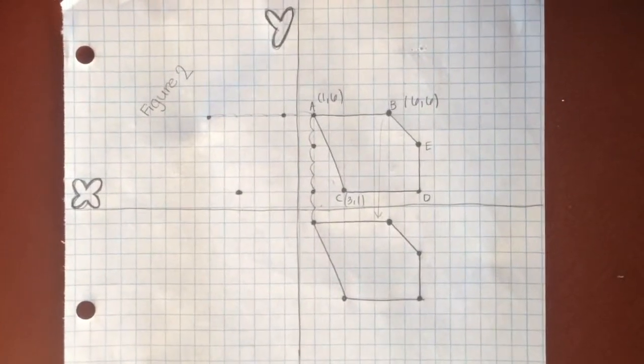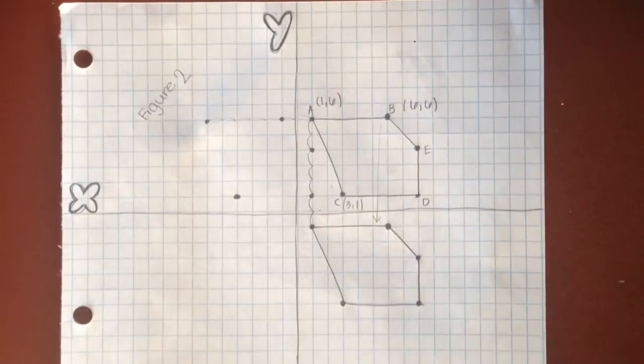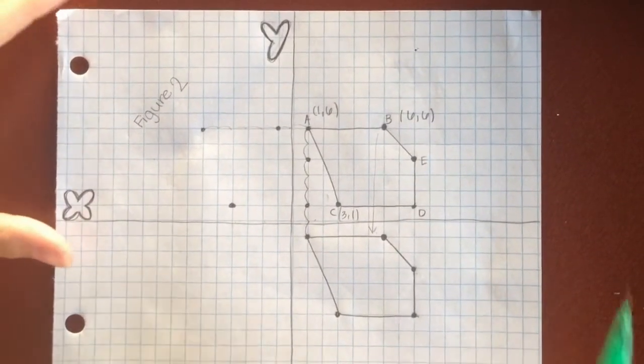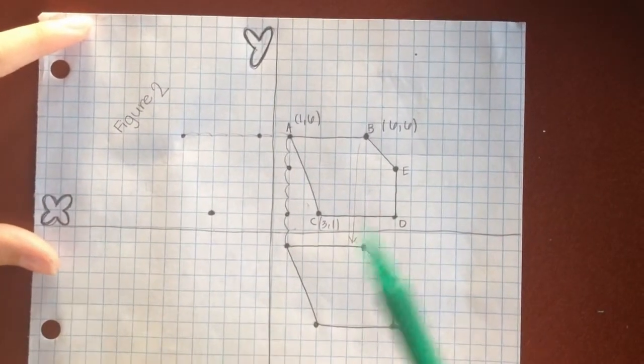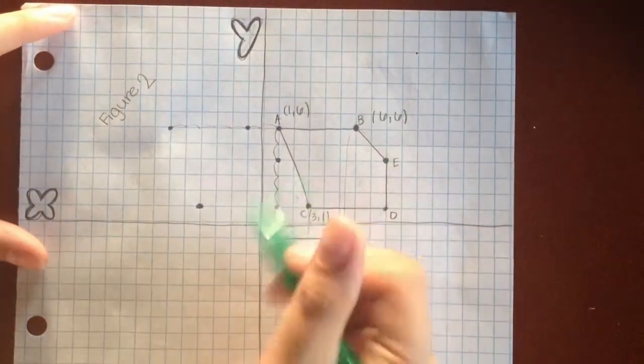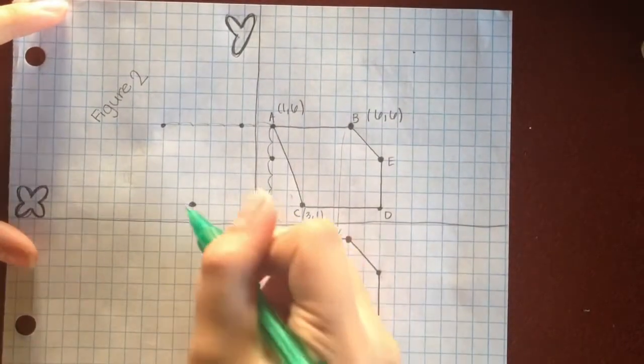Figure 2 represents the pre-image crossed over the y-axis to the left by 7 units. So when point C is translated across the y-axis by 7 units, its coordinates become negative 4, 1.